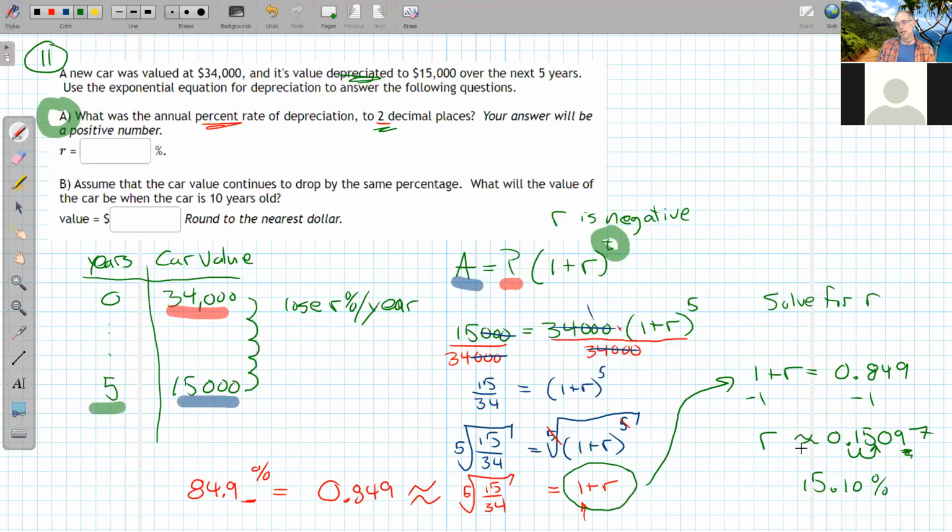And this -1 is a negative number. I was expecting R to be negative because this is a depreciation. Now here they say just state R as a positive number. So they just want me to state it's about 15.1%. That's what I would enter up here. They already have the percent symbol written for me, so all I have to type is 15.10.